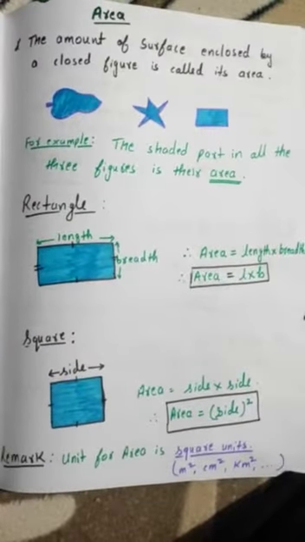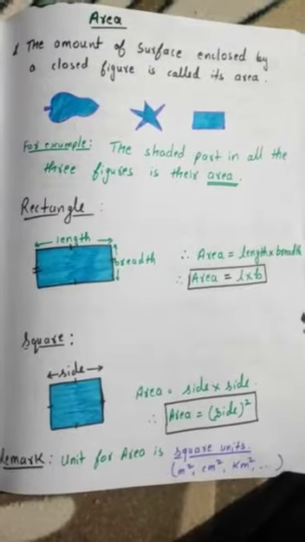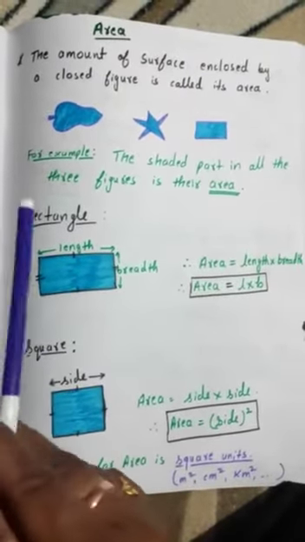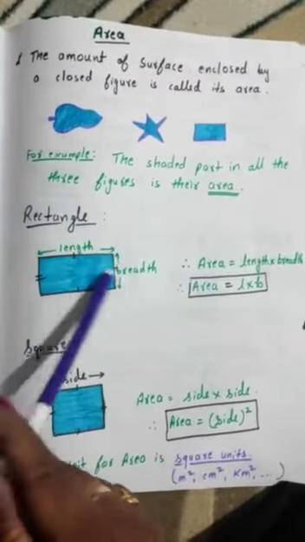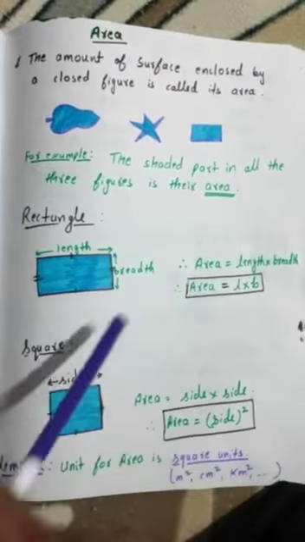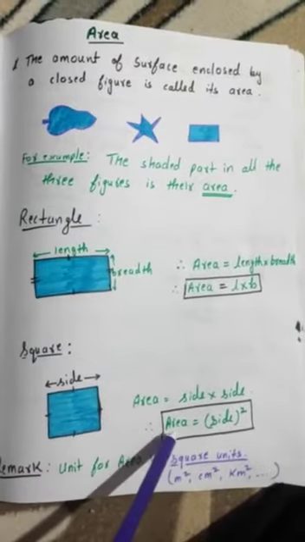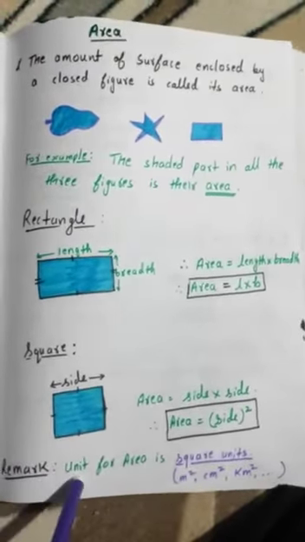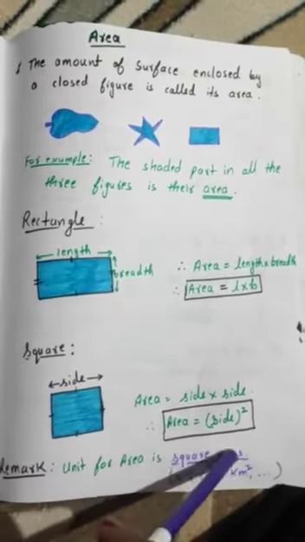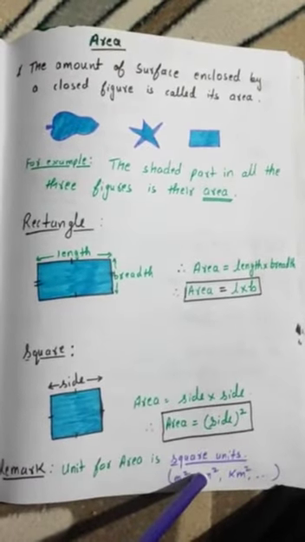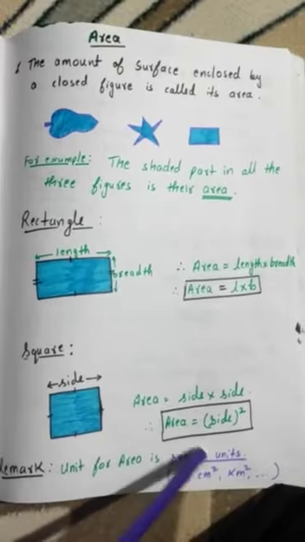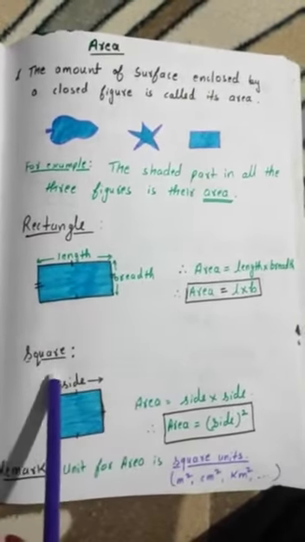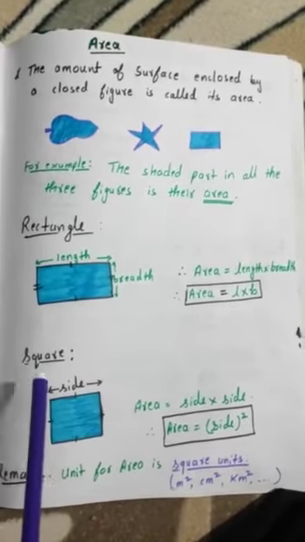As we have already studied how to calculate the area, I'm showing just the formula. Area of rectangle is given by the formula L into B, and area of square is given by the formula side into side. You have to remember that the unit for area is always square unit: square meter, square centimeter, square kilometer, and so on.